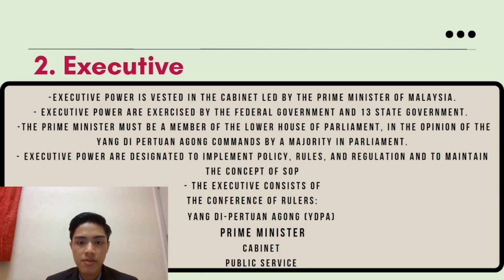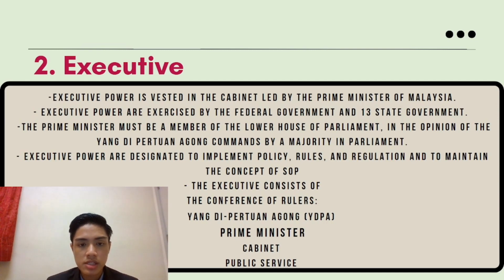Next is the executive. Executive power is vested in the cabinet led by the Prime Minister of Malaysia. This is the part of the government practicing authority and holding the responsibility regarding the administration of the state. Executive power is exercised by the federal government and 13 state governments. This is the type of government system that determines the direction of the country's progress in the future. The executive power is designed to implement policy, rules, and regulations and to maintain the concept of SOP.